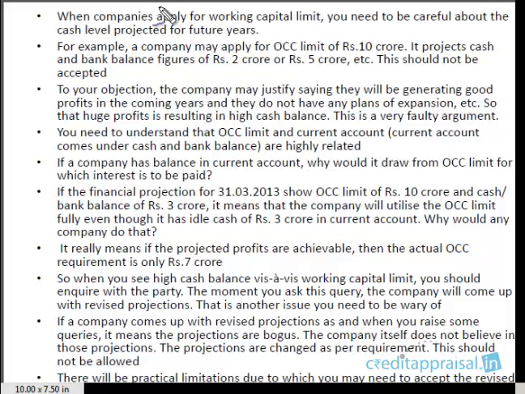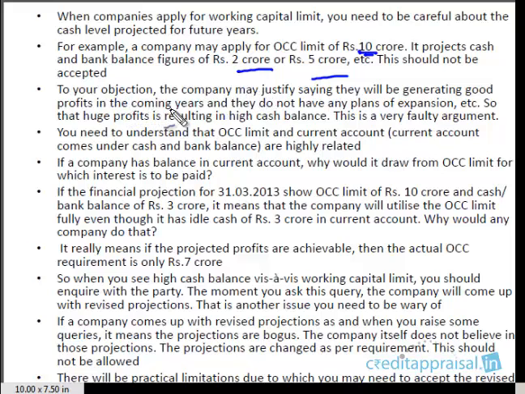So these are the things we already discussed. When a company applies for a working capital limit, you need to be very careful about the cash flow projected for future years. We are not speaking of actual cash, we are speaking of projected cash. This is an example you already discussed. The OCC limit, the company is applying for 10 crores, whereas it's projecting a cash balance of 2 crores or 5 crores. This is very abnormal. This should not be accepted.